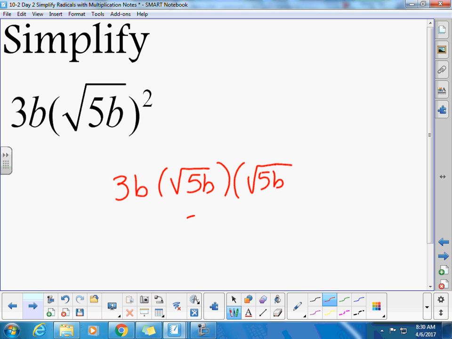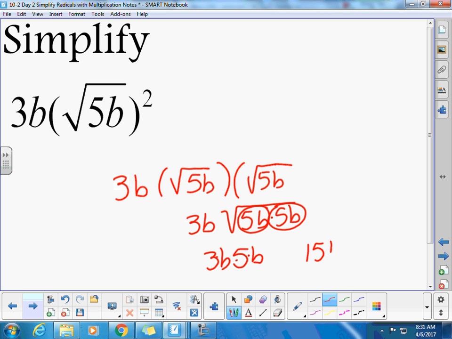Or we could think of this as 3b times the square root of 5b times 5b. And 5b, I have 2 versions of 5b, so there's 2 underneath, so I can take out a 5b. I still have the 3b that I started with. So now I have 3 times b times 5 times b, so number times number is 15. B times b is b squared. 15b squared.